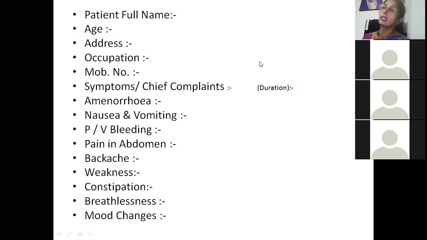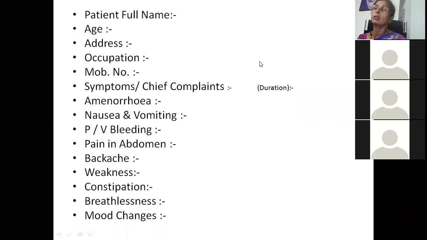Then comes the address where the patient is staying, the hilly area, or the area of leukemia. So there are different zones. Accordingly, we come to know where the patient is living.